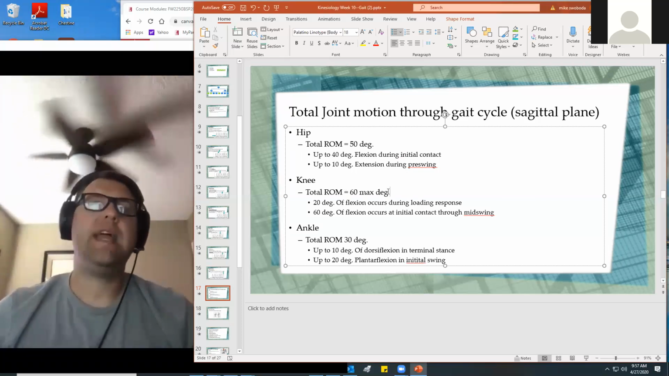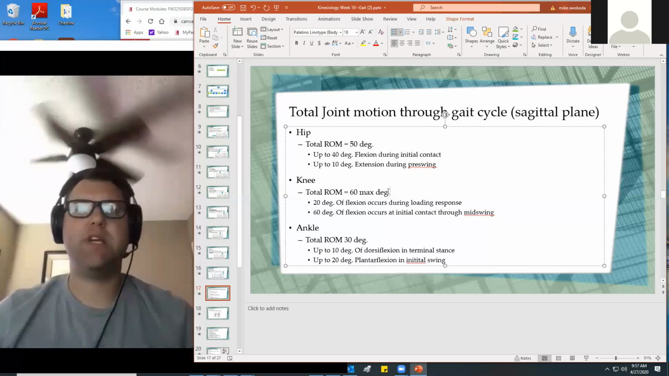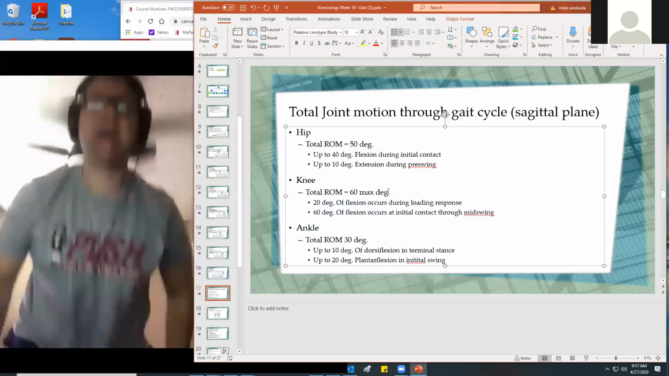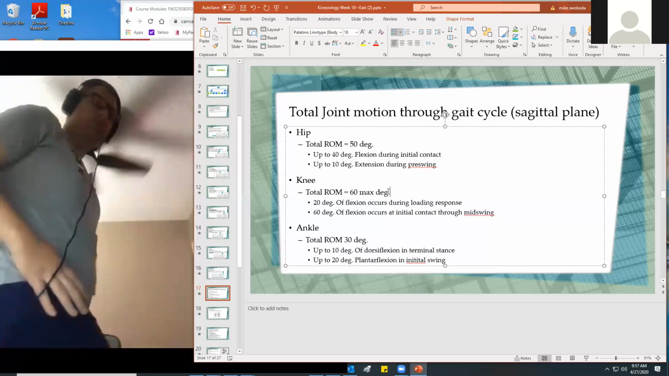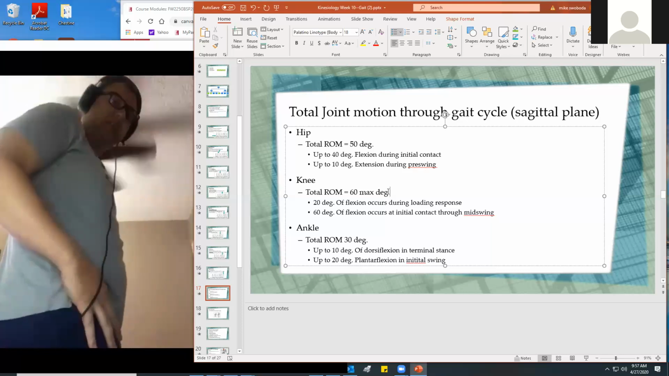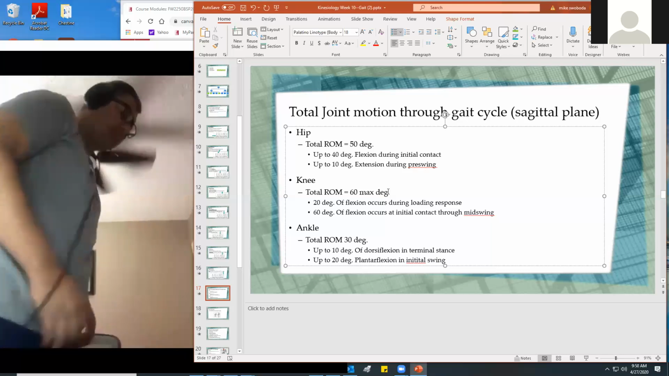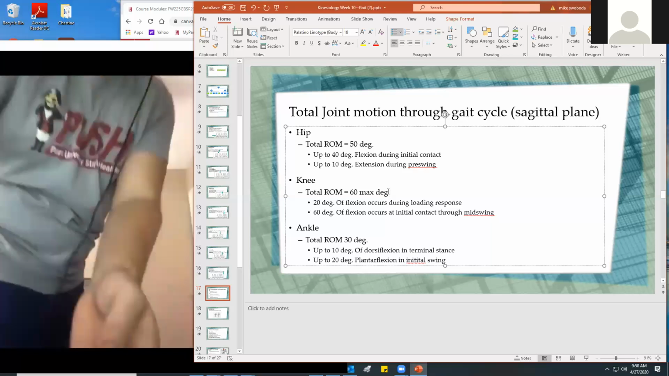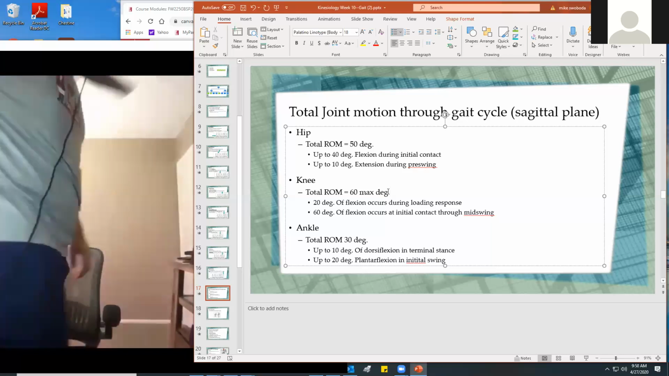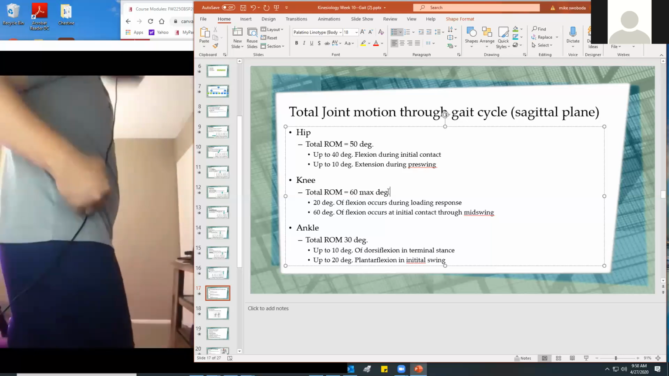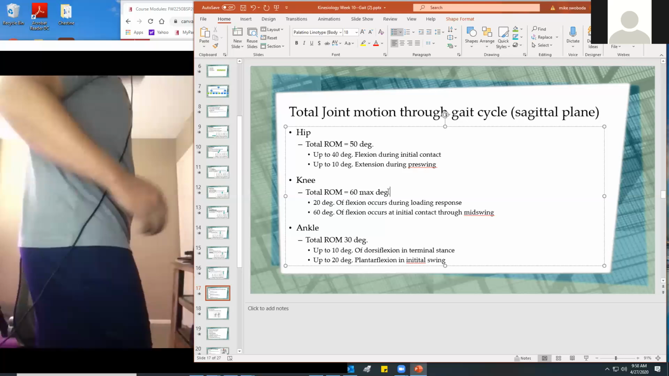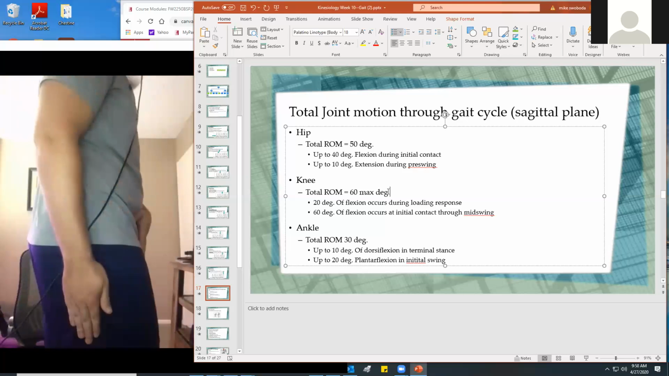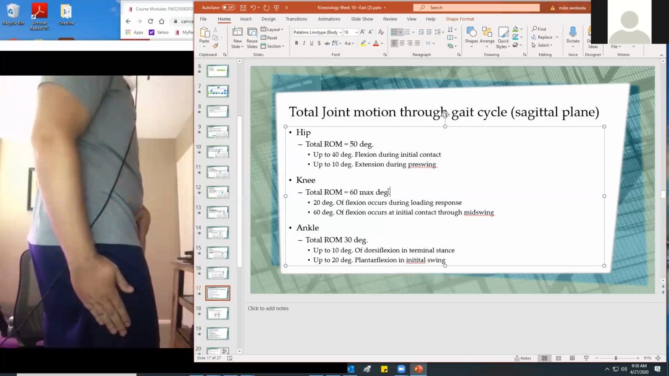Okay, so for the hip, you have a total of 50 degrees range of motion. You have 40 degrees when you have your initial contact. So 40 degrees means that you are lifting to get into that initial contact phase. So when my foot first touches the ground, all right, so when my foot first touches the ground, my hip flexes out to about 40 degrees. So from straight down here to where it is there, that's about 40 degrees.